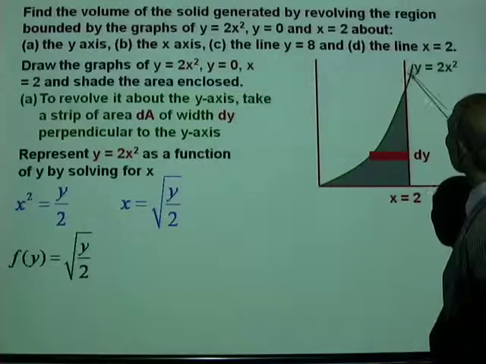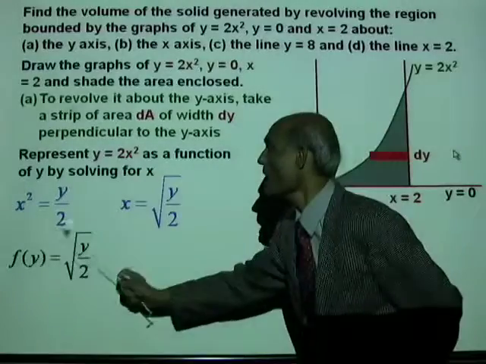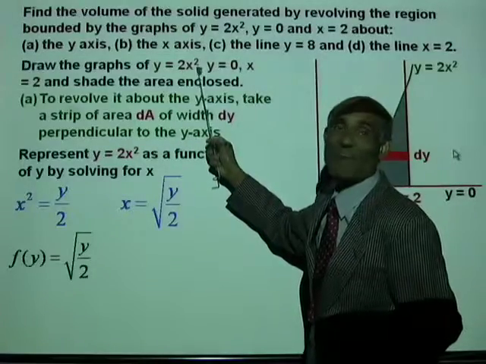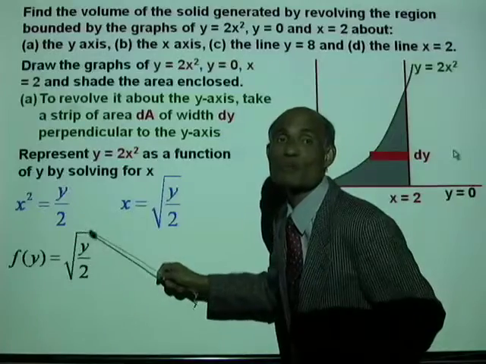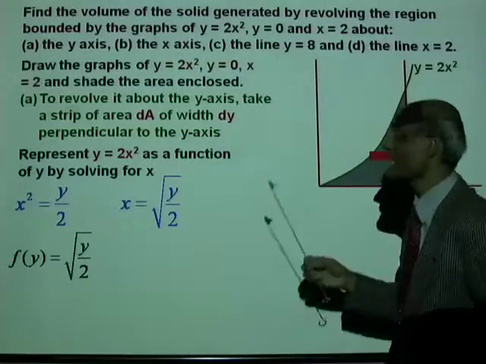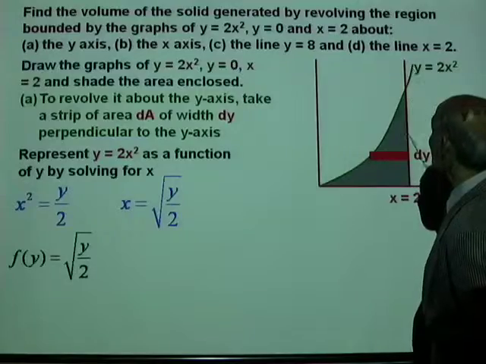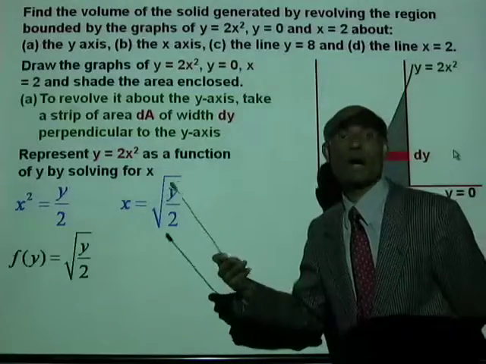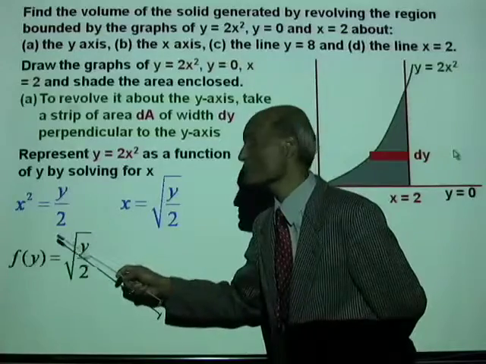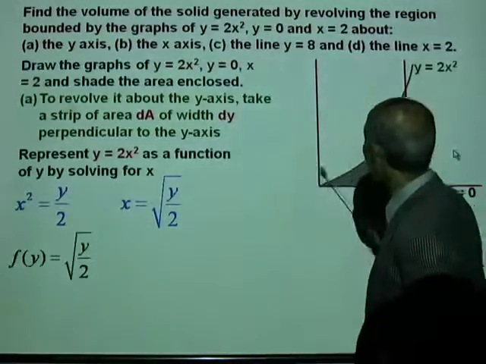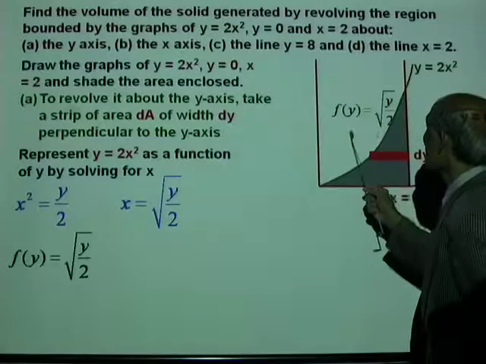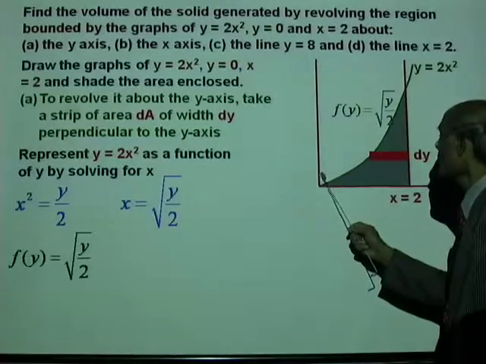This function is now f of y. You see, originally we were given f of x equal to 2x squared, and that is the same as f of y equal to square root of y over 2. I hope this skill is something that you have now mastered. You can see this is the graph of y equal to 2x squared. Express that as a function of y by solving from that equation for x. You get x equal to square root y over 2, or f of y equal to square root y over 2. That is this function graph. That means this distance equal to f of y. So this distance equal to f of y. What is this distance?